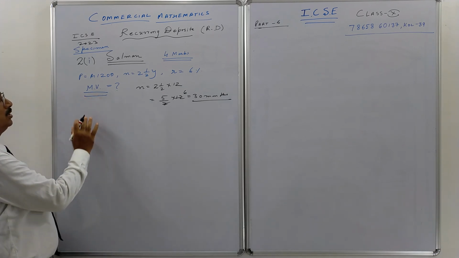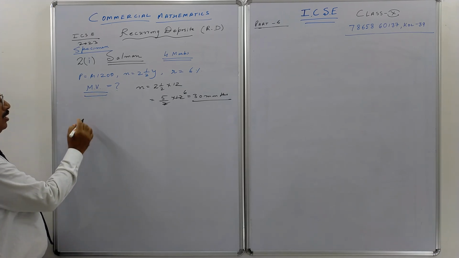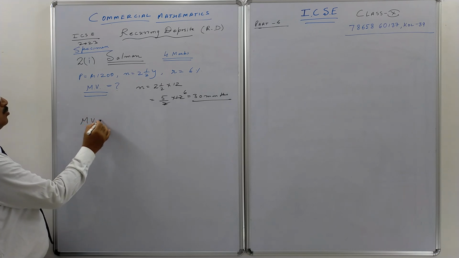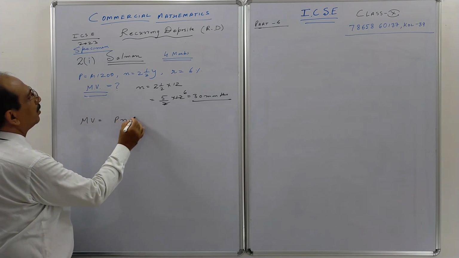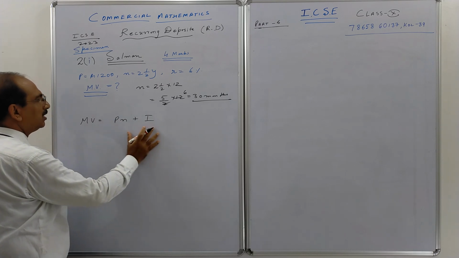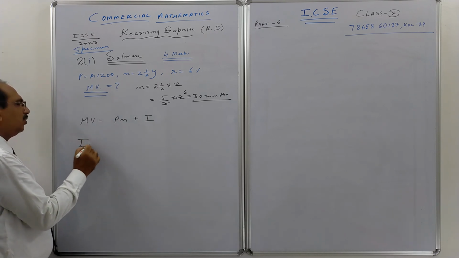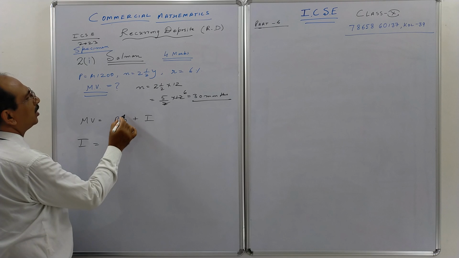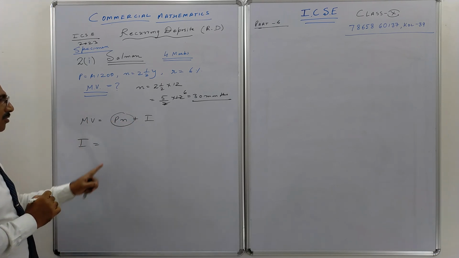So to know the maturity value, I can directly use the formula Pn plus I. But the direct way will be a little bit bigger, so what I do is first I find the interest. I know what Pn is, children. Okay, we'll come to that.